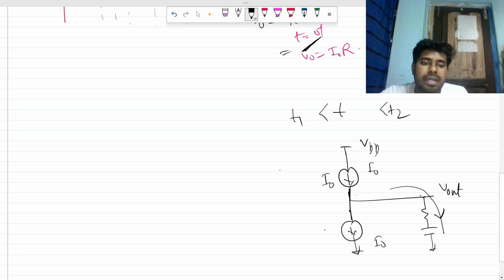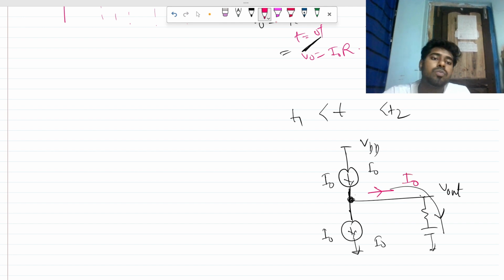So if this is I0 and this is I0, now if you write a KCL there, you will find there is no current flowing through that branch as well, right? When both switches are turned on, no current can flow through these RC branches. So the current flowing through this branch, let's say IC, is 0. So suddenly your current becomes 0, so there is no issue.